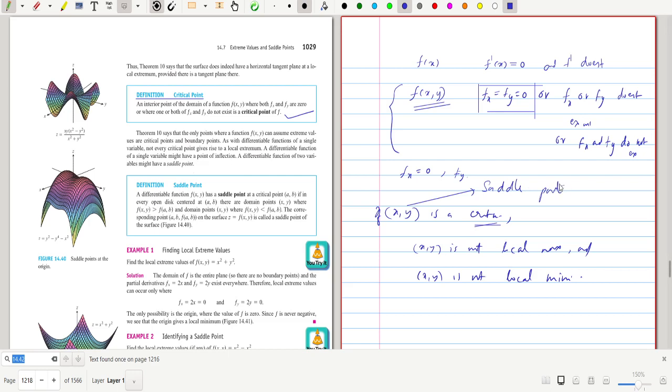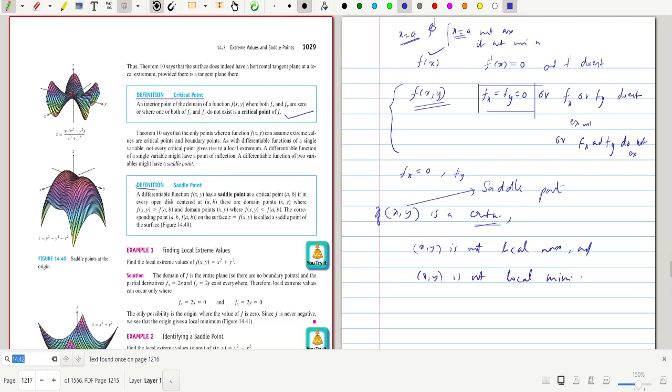This is analogous to the point of inflection in one variable. Whenever x equal to a is a critical point, and x equal to a is not a maximum and not a minimum, then we call this point a point of inflection, in the one variable case. Likewise, if x y is a critical point but neither maximum nor minimum, then that x y is called a saddle point. So that is the definition of a saddle point.